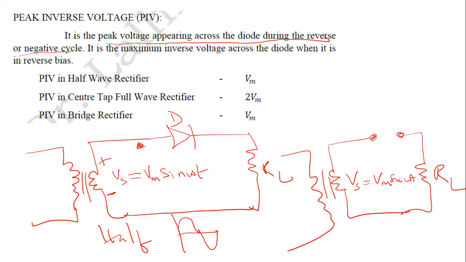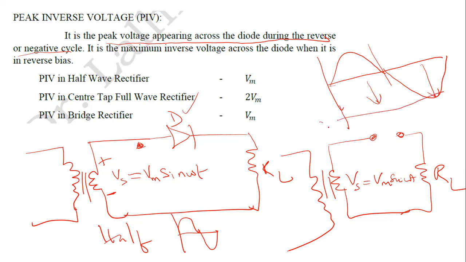Now we know that this is the positive half. During this negative half, this diode cannot conduct any current, but the voltage appearing across the diode is varying like this. The voltage appearing across the diode is increasing in this direction, and it reaches the peak value Vm and then goes back to zero, increasing in the reverse direction and then going back to zero.